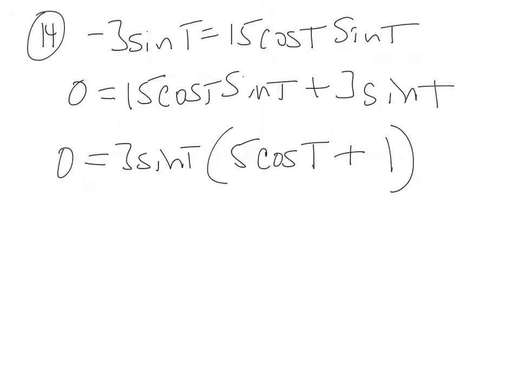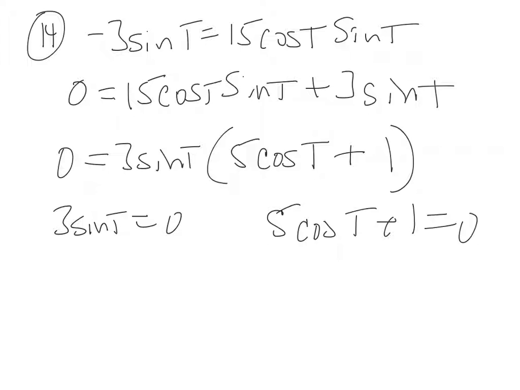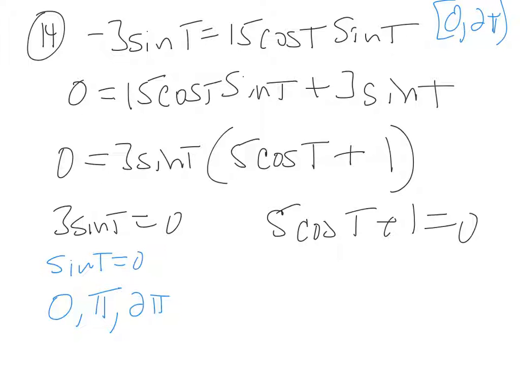And then you have to ask yourself, where does 3 sine t equal 0? Where does 15 cosine of t plus 1 equal 0? So we know, if I divide both sides by 3, the sine of t equals 0. Where does that equal 0? Well, if you think about the unit circle, if you need to, sine equals 0 at 0. It's also equal to 0 at pi. It's also equal to 0 at 2 pi. But since we're trying to solve this on the interval closed at 0, open at 2 pi, you won't count the 2 pi. So 0 and pi are two solutions.